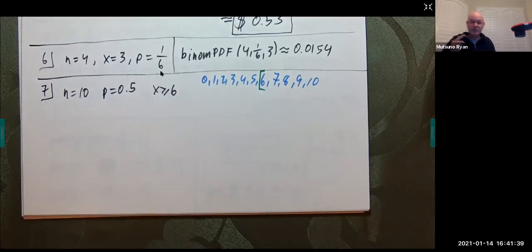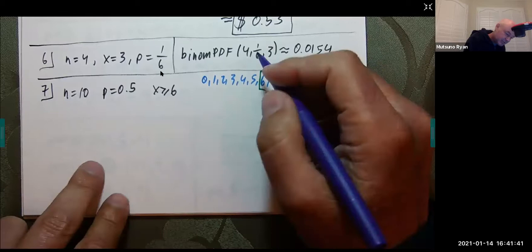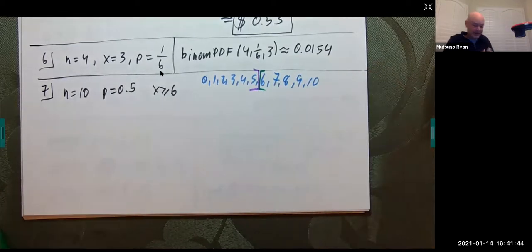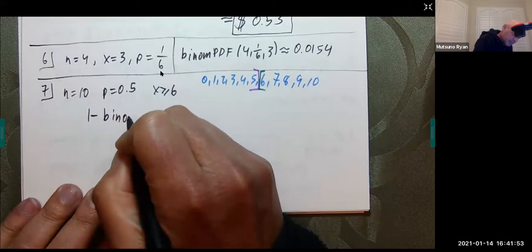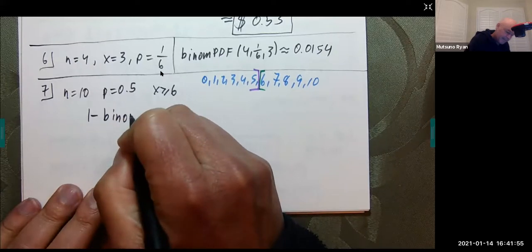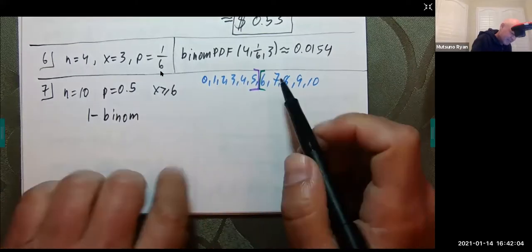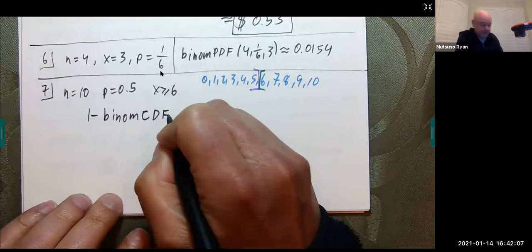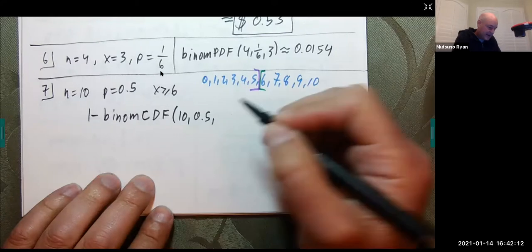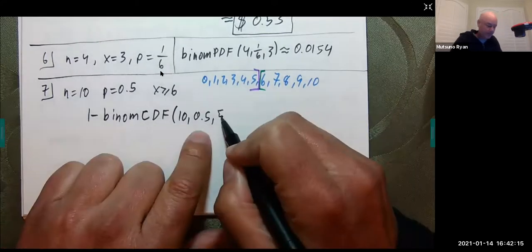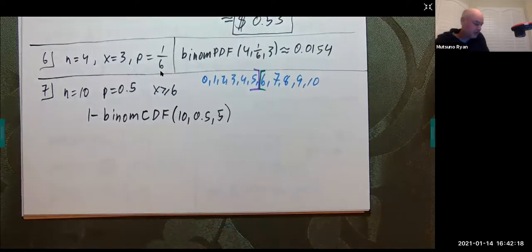But your calculator only knows how to do less than. So we're going to have to do that and trick it. Let me show you what I mean by that. I'm going to do 1 minus binom, and this is now CDF because we have a greater than or less than. N is 10, P is 0.5. And I now want to do 5 and below. I'll show you what that looks like.